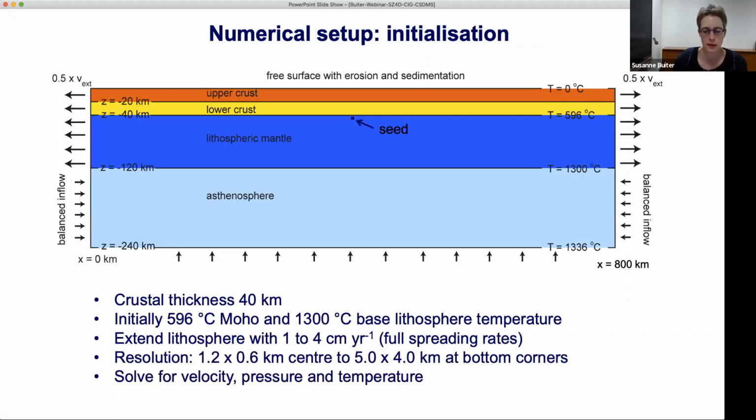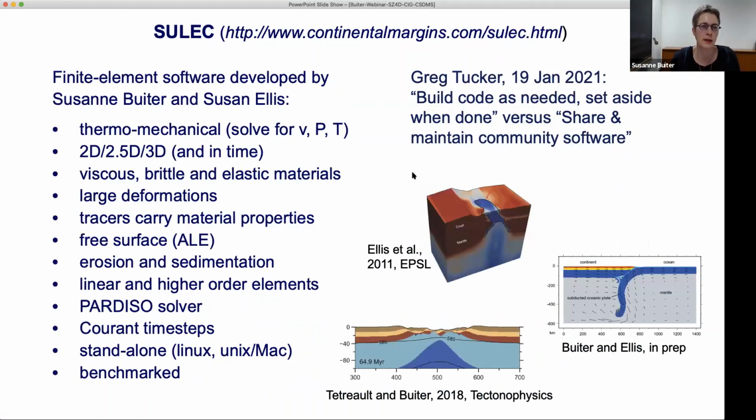Then to focus my first deformation in the middle of the model, I put a small seed just below the Moho in the strong brittle part. And that makes sure deformation starts here and not somewhere at the sides. And then I solve inside my box for velocity, pressure, and temperature. Now I do that using a finite element software called SULEC, which I've been developing with my colleague Susanne Buiter from GNS Science in New Zealand.